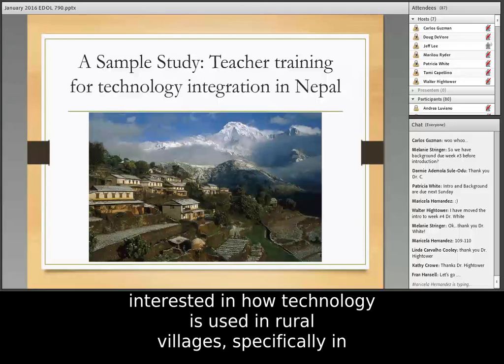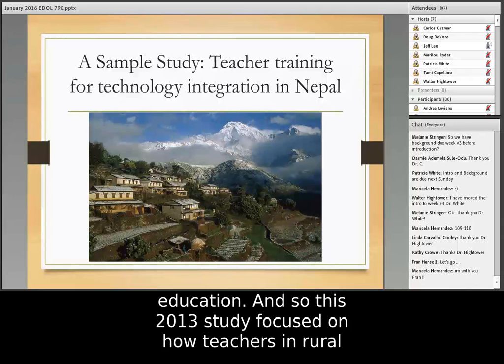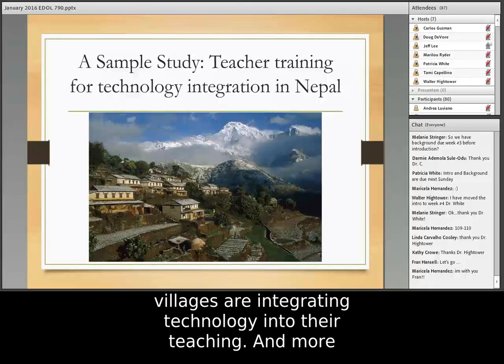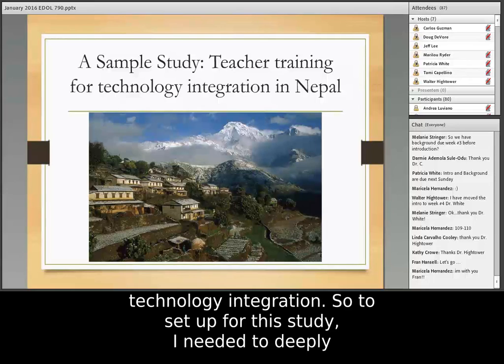So I'm interested in how technology is used in rural villages, specifically in education. And so this 2013 study focused on how teachers in rural villages are integrating technology into their teaching, and more specifically, what is being done to train teachers on this topic of technology integration.